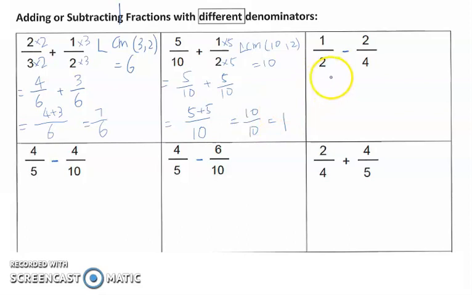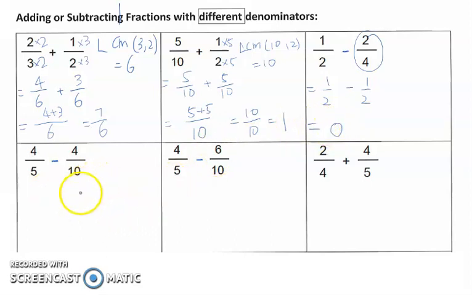Now let's have a look at one more example here. I have a half take away 2/4. I actually used a really simple example, and you can probably tell that if I simplify this one, 2/4 will give me a half. So a half take away a half is 0.